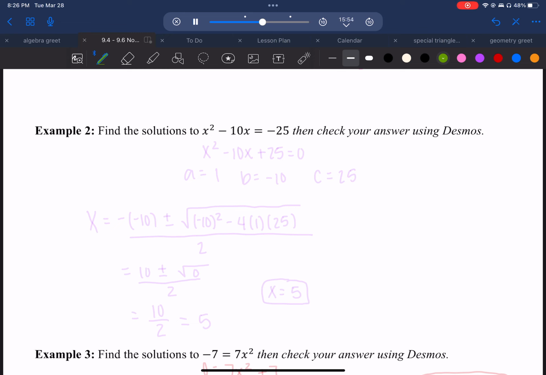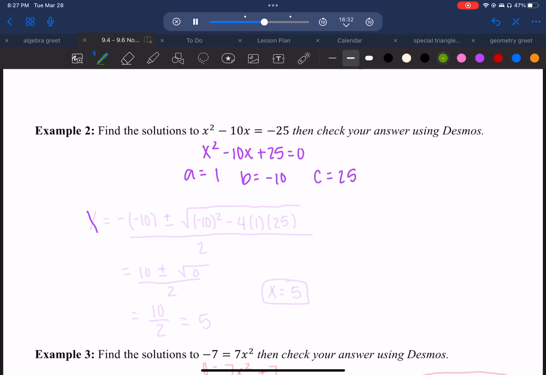So I'm going to stay with our same method where we write down A, B, and C. But first, we might notice that this is not in standard form. And we want x squared minus 10x plus 25 equals 0. So this is going to make sure that our A, B, and C are correct. So our A equals 1, our B equals negative 10, and our C equals 25.